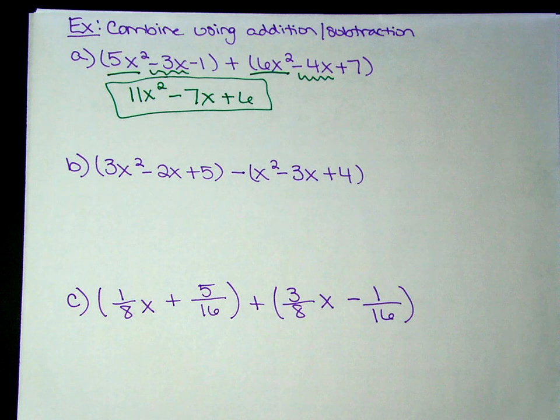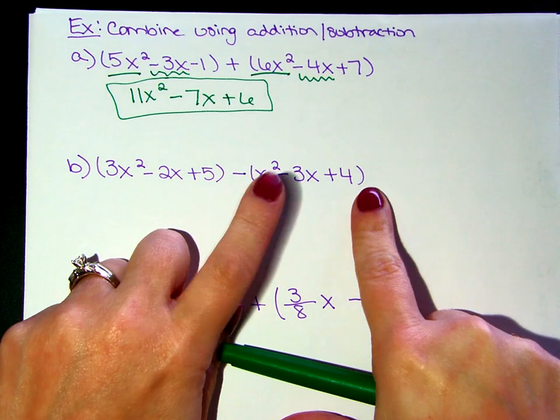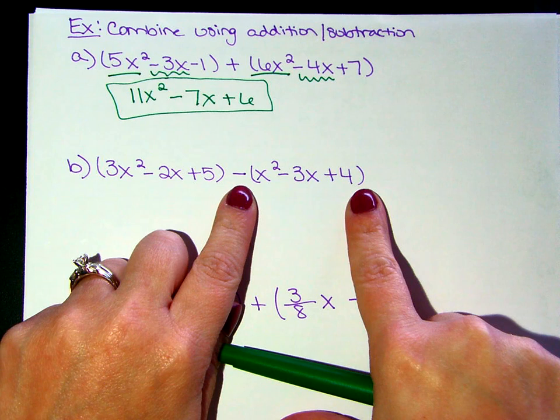Okay. B, we have our first polynomial or trinomial expression. We have a minus this time, and then we have our second trinomial expression. When we are dealing with subtraction as our operator, my number one suggestion, if it has these parentheses around your second expression, is to distribute that negative.